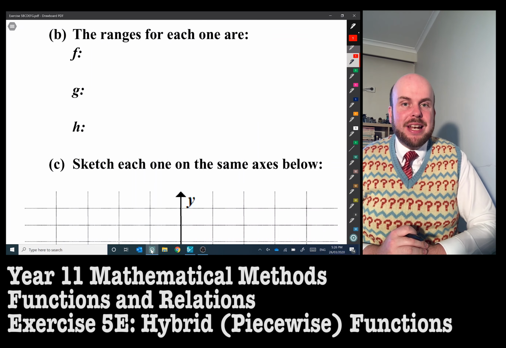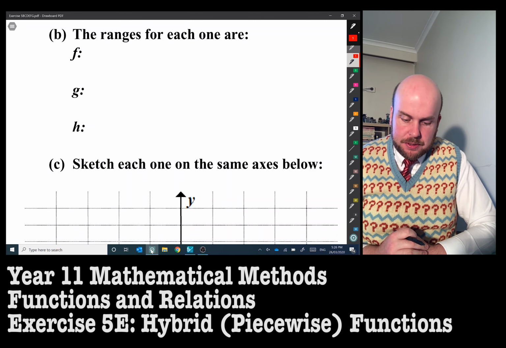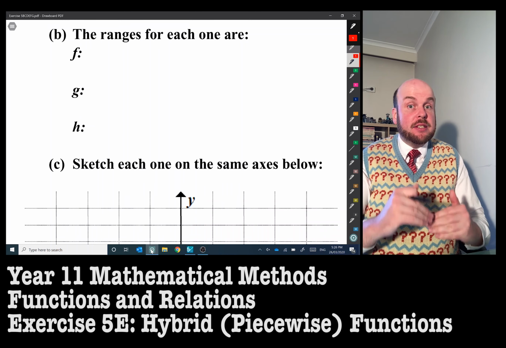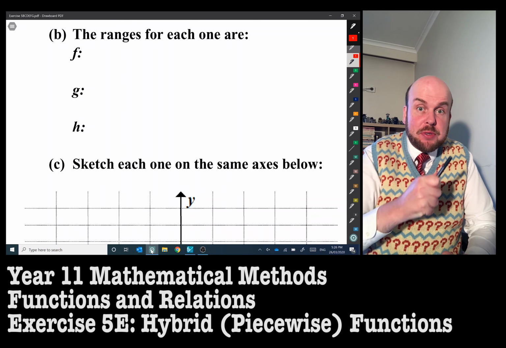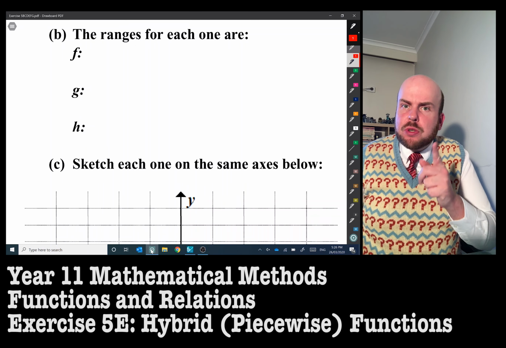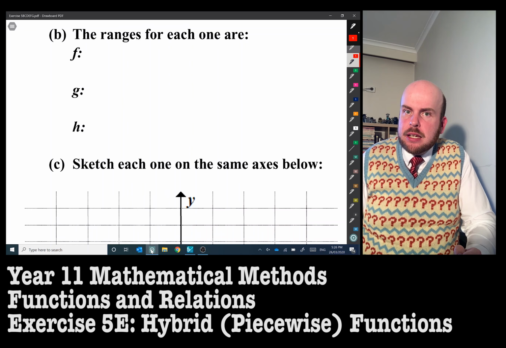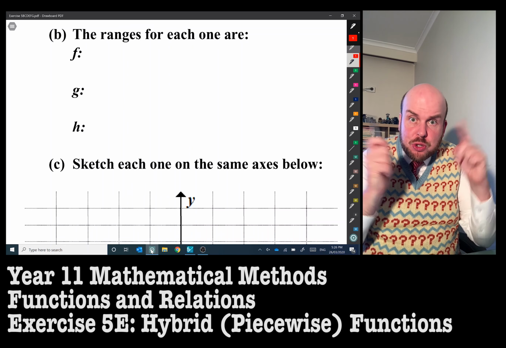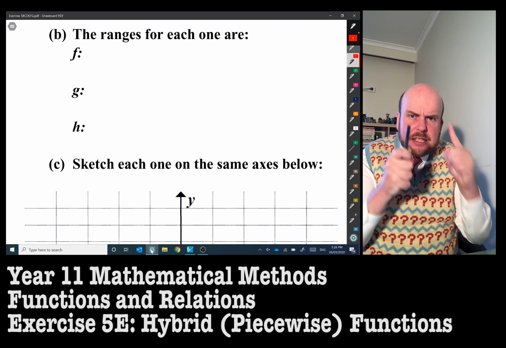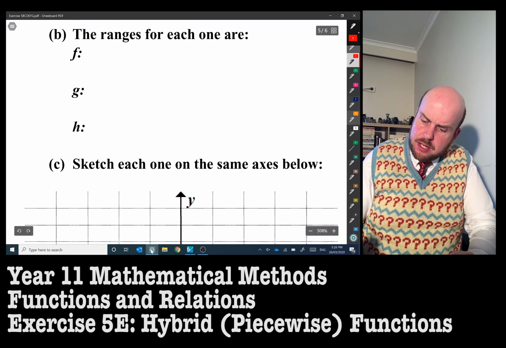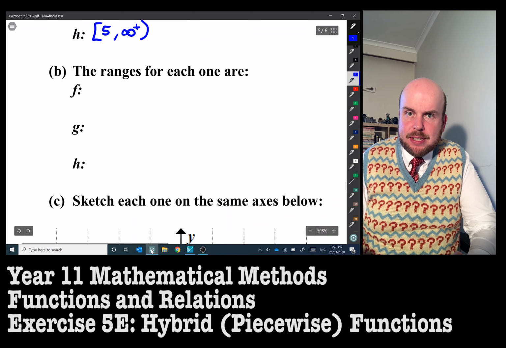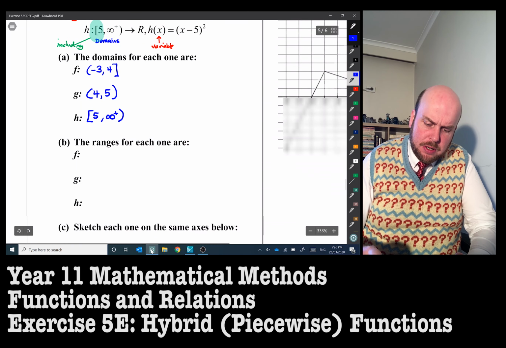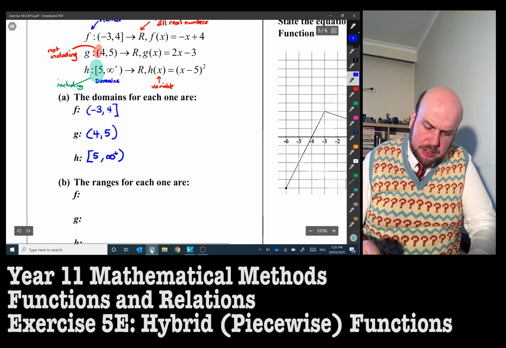The next question asks us to find the ranges. So the ranges means the list of y values. Now, in order to find the y values, we'll need to substitute the x values in. So what we're going to do is we're going to take the domains, find the two ends of the domain, and then substitute those into the equations, the respective equations, and that will tell us what the maximum and minimum y values are.